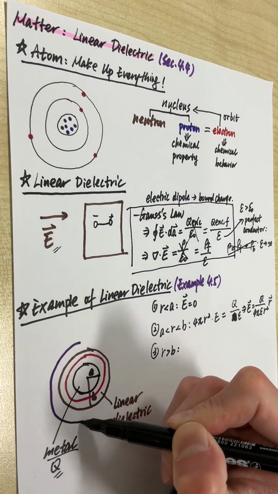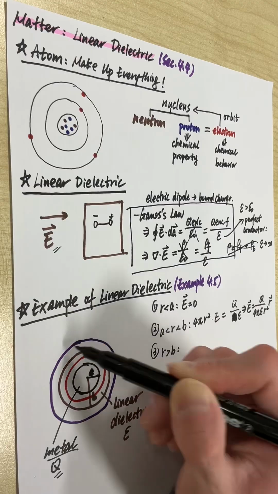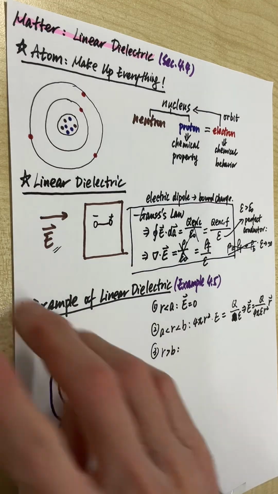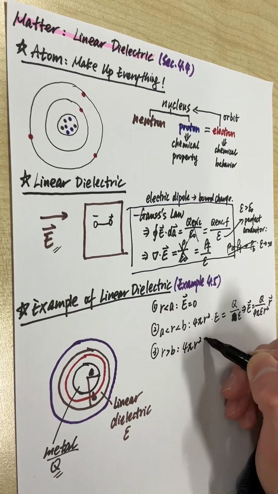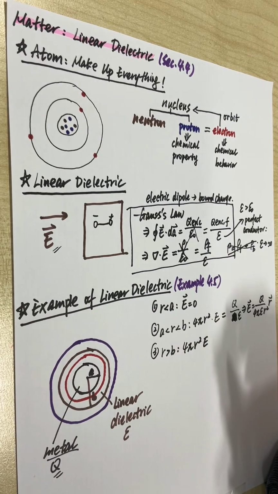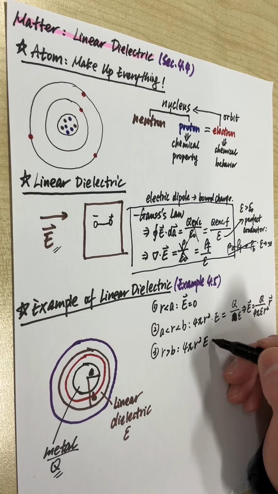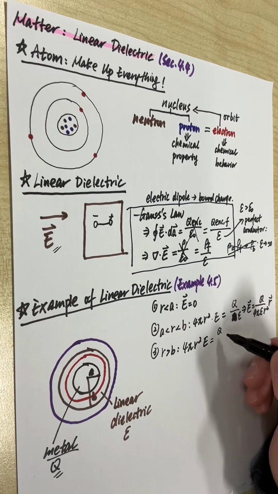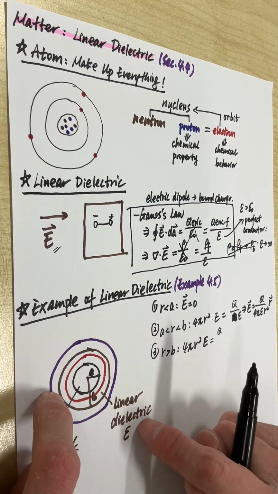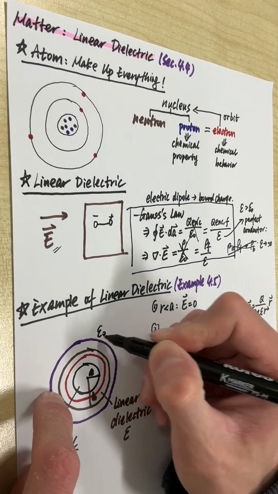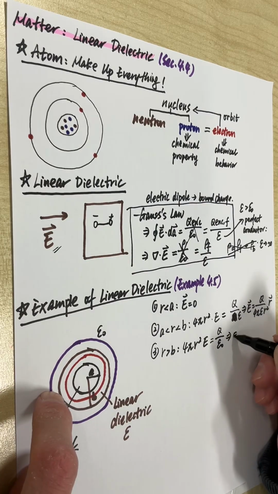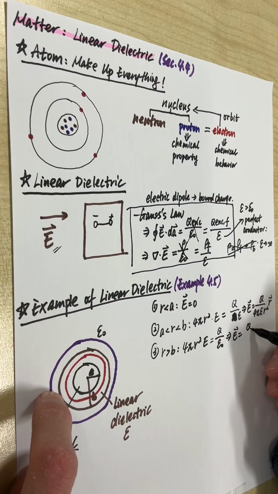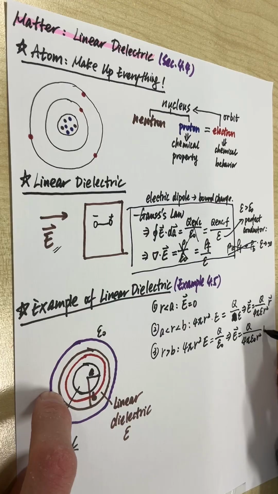That's outside of the linear dielectric. So now we have 4 pi r square E. So by Gauss's law, this is equal to the total charge enclosed. And here, outside of the linear dielectric, we have epsilon 0 again. So Q divided by epsilon 0. So I have E equals Q divided by 4 pi epsilon 0 r square, in the r direction.